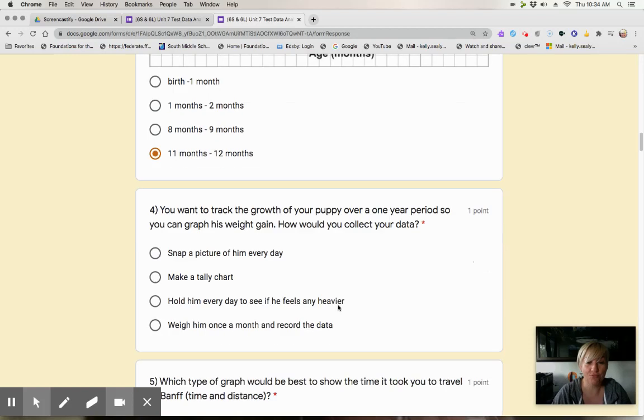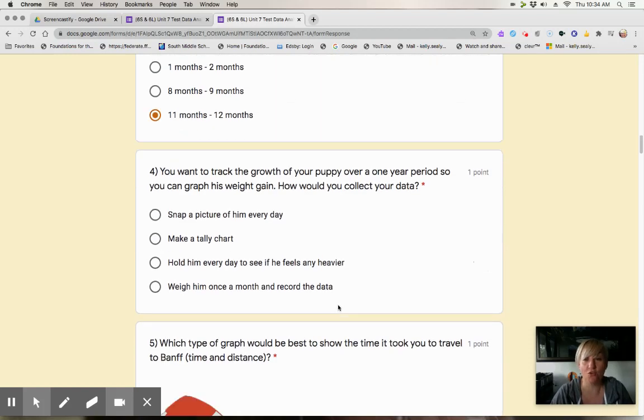Okay, question number 4. You want to track the growth of your puppy over a 1-year period so you can graph his weight gain. How would you collect your data? Best answer for this is to carry out an experiment and weigh him once a month and record the data.